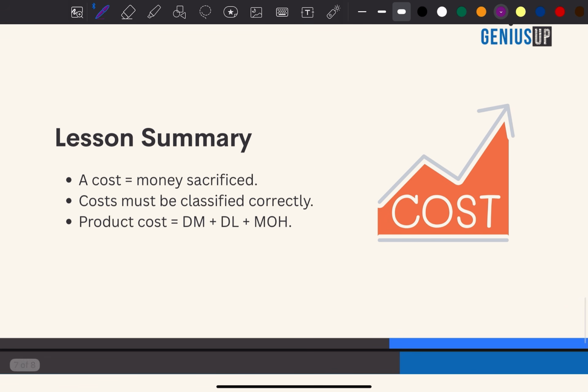So just to summarize this lesson, a cost is money that is sacrificed to get something else, right? And costs must be classified correctly. And then after that, we've spoken about the idea of a product cost. The product cost is made up of your direct material, direct labor, and manufacturing overheads, right? And on the previous slides, we basically break down the difference between the three.